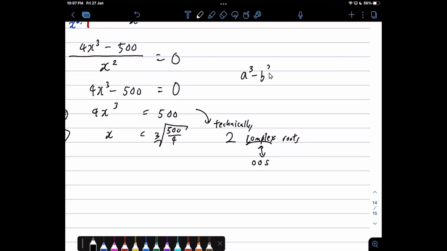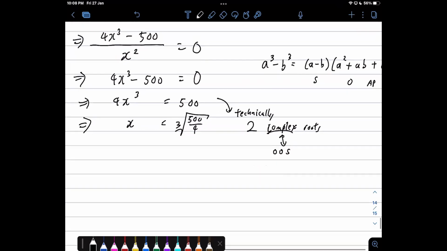SOAP. Do you remember SOAP? Same, a squared, ab, b squared. Opposite sign, so plus. And always positive, so plus. Remember this identity? Difference of cubes? Yes, so same thing over here. You can actually do that.